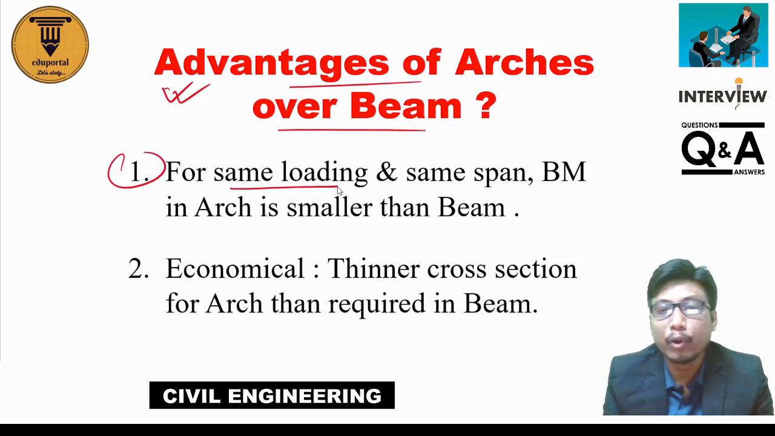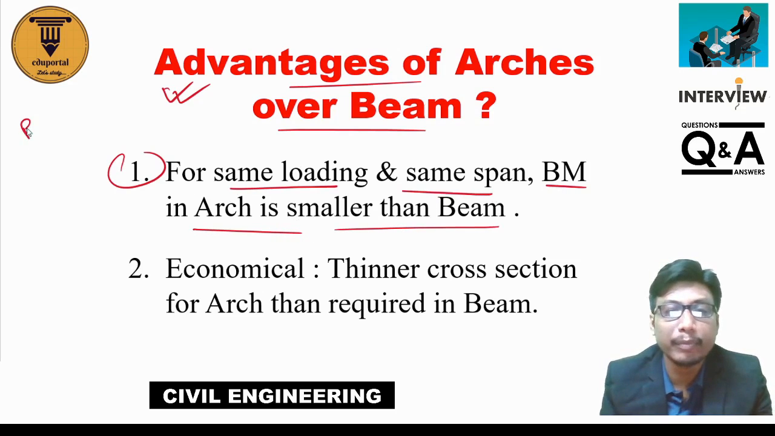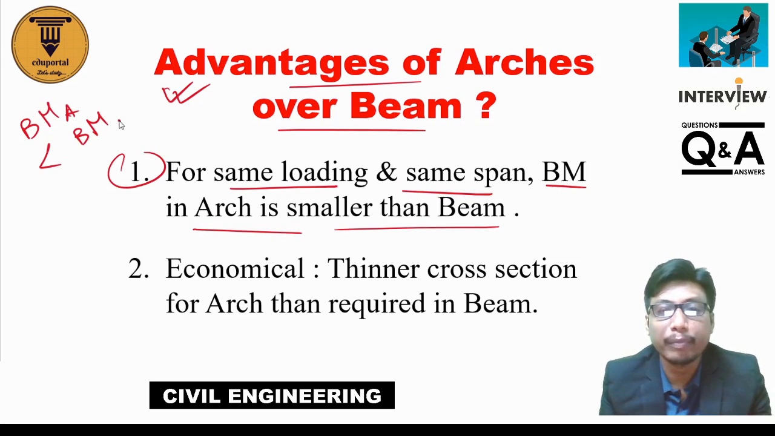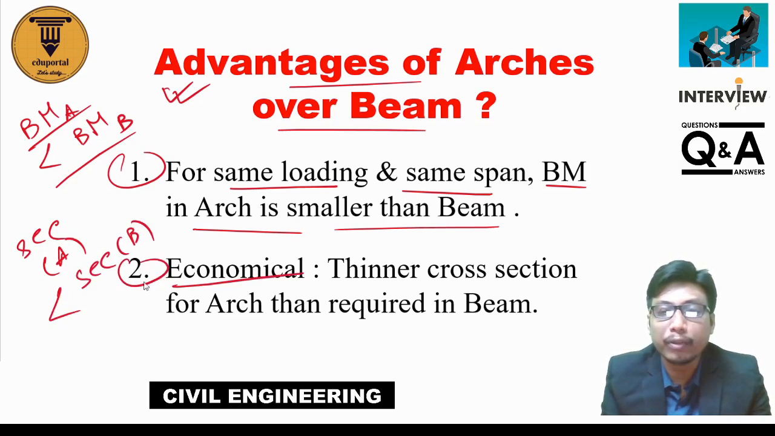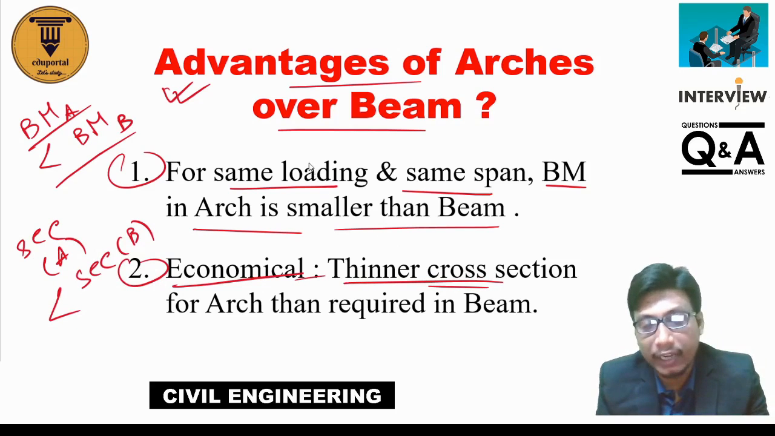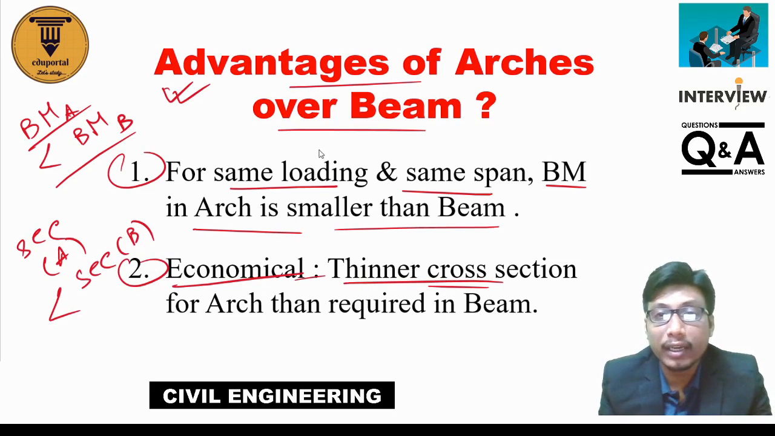for the same loading and same span, bending moment of arch is smaller than bending moment of beam. Because the bending moment in arch is small, the section required in arch is less than the section required in beam. So using arch will be economical. A thinner cross section will be required for arch. Now they will tell you to prove this, why the bending moment of arch is less.